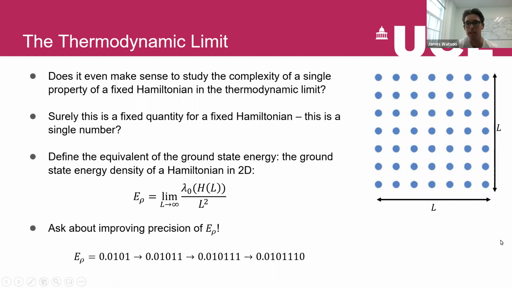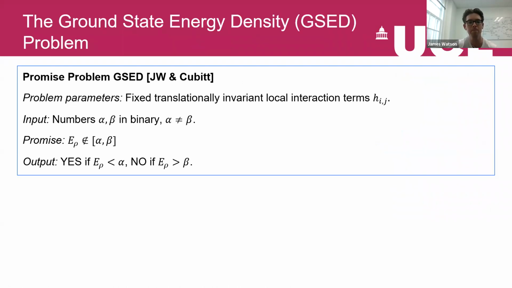So in order to study this as a computational problem, we need to define it as a computational problem. And there are two ways of doing so. The first way is as a promise problem. In this, I have a set of problem parameters which describe my Hamiltonian, but this is going to be fixed for all instances. And our input is going to be a pair of numbers, alpha and beta, in binary, which are not equal to each other. And I promise you that the ground state energy density, E of rho, is not in the interval alpha beta. And I output yes if the ground state energy density is less than alpha, and no if it's greater than beta.